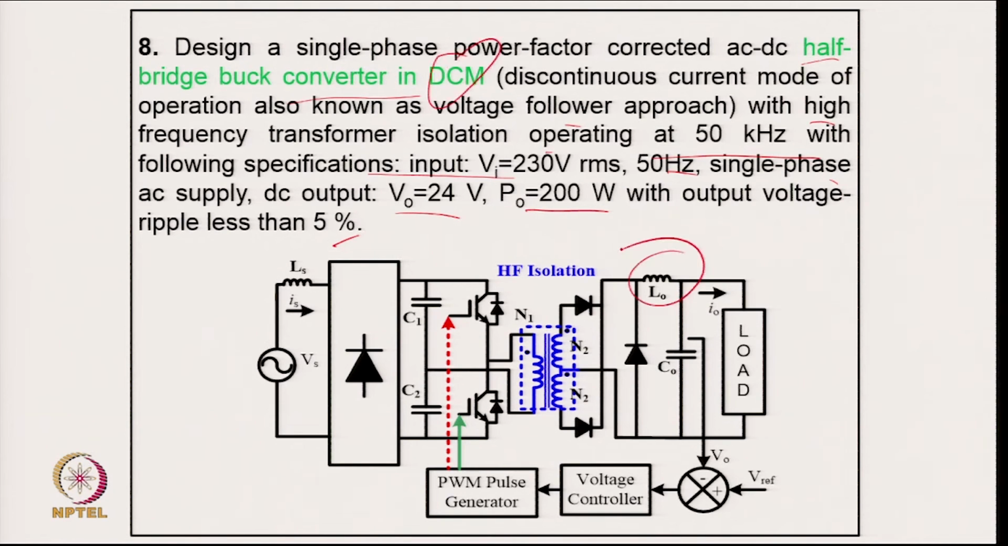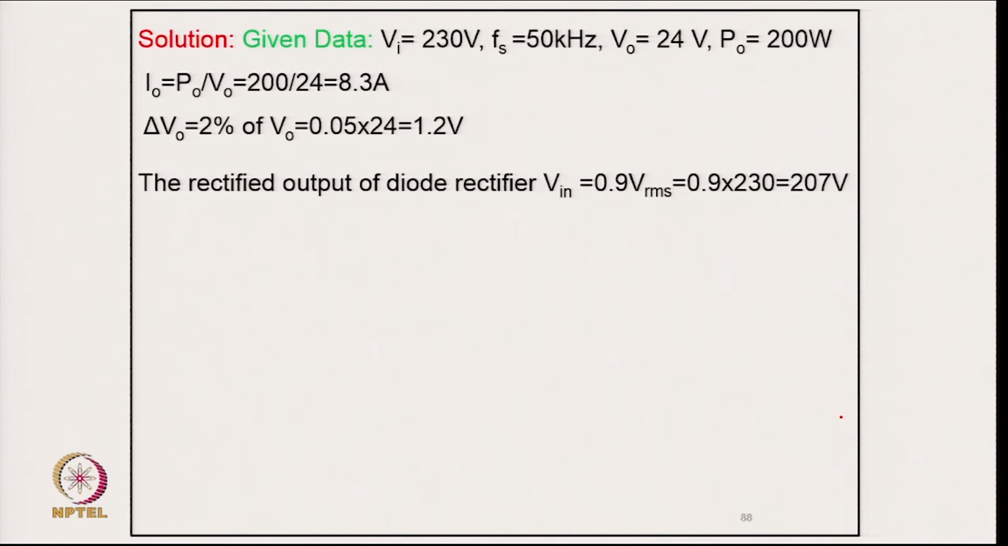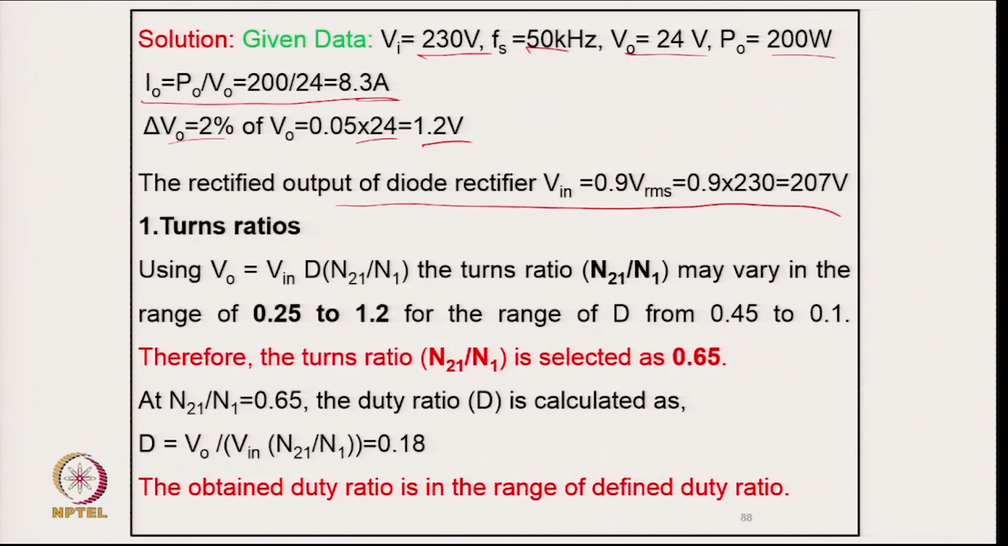So, we are designing this inductor in DCM with the power control. Given here that input voltage 230 volt at 50 kilohertz, output voltage 24 volt and power is 200 watt, and output current is typically P upon V0, so it comes 8.3 ampere, and output voltage ripple is 2% of 24, that is 7.2 volt, and the rectified average voltage is 207 volt after the diode rectifier.